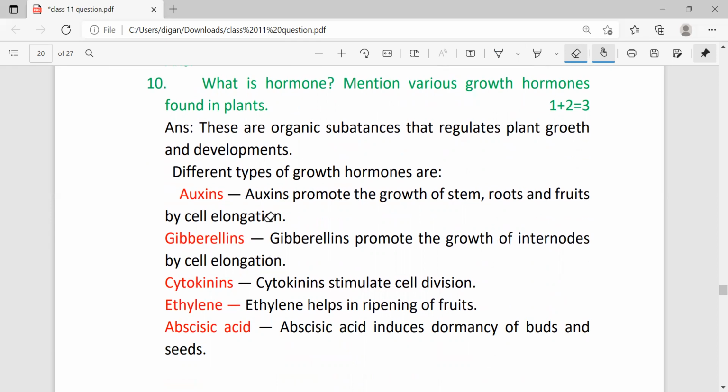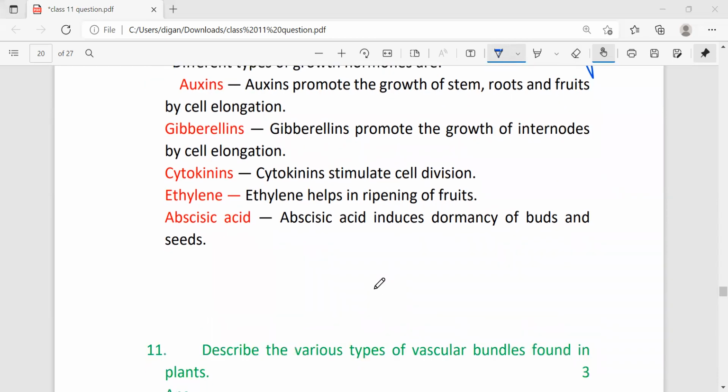So hormones are organic substances that regulate plant growth and development. This is a spelling mistake. This should be growth, G-R-O-W-T-H. Next, different types of growth hormones are auxin, gibberellin, cytokinins, ethylene, and abscisic acid. And here one function is also given.